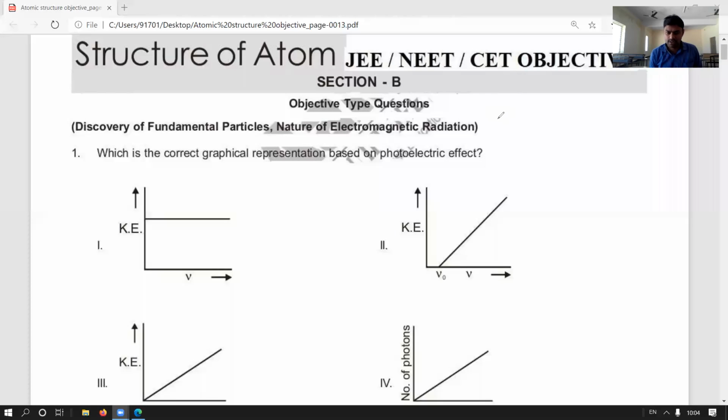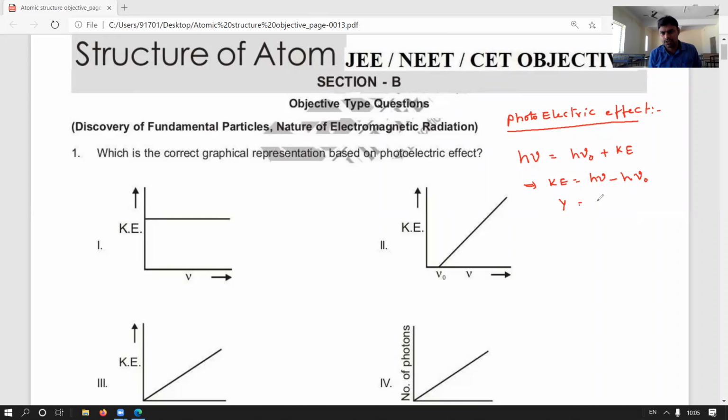We know the photoelectric effect. What is the formula for the photoelectric effect? In the photoelectric effect, the incident light energy hν is equal to hν₀ plus KE, kinetic energy. So from this, kinetic energy KE is equal to hν minus hν₀. This equation looks like y = mx plus c. Here y is equal to KE, kinetic energy, and on the x-axis is the frequency of incident light.